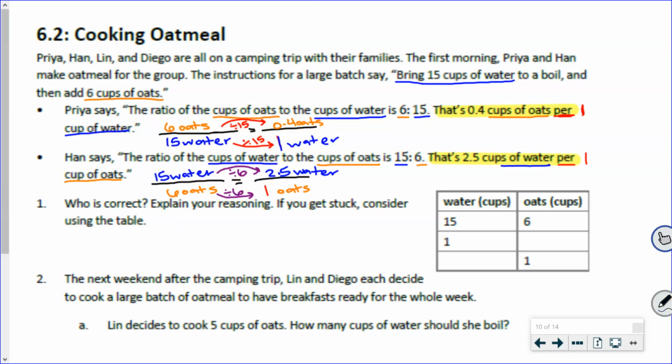So, who's correct? They're both correct. Let's make sure we explain that. Both are correct. I even like the language that you guys used in the beginning. They just swapped the ratios, right? They just reversed the ratios. They flip-flopped them, however you want to use that. You don't have to use fancy mathematical terms. They just flip-flopped. Or reversed the ratios.